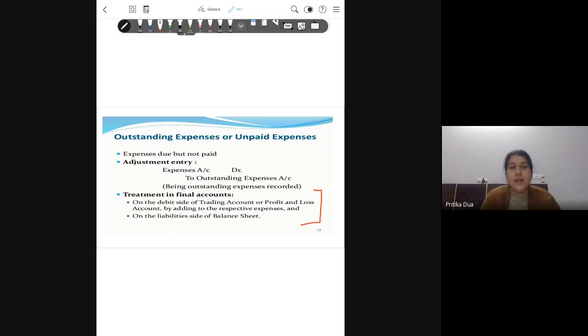So the first thing that is done is, depending on the nature of expense, that is whether the expense is a direct expense or an indirect expense, it is added on the debit side of either the trading account or the profit and loss account. And second treatment is in the balance sheet, where it is recorded on the liability side of the balance sheet. Okay, so these are the two treatments for outstanding expense. It would be more clear if we take an example for the same.